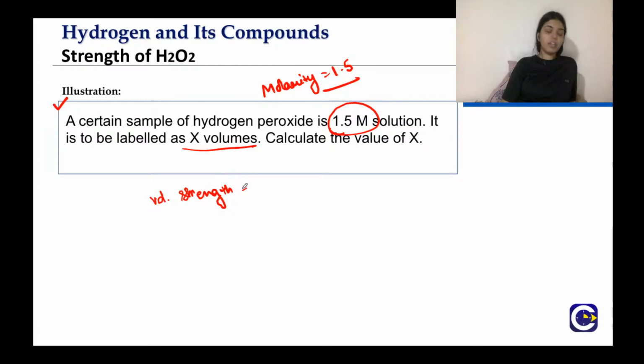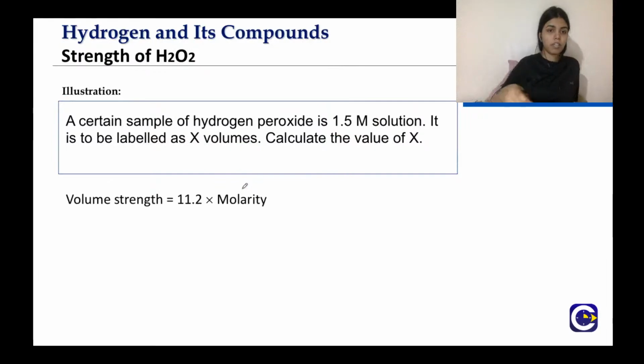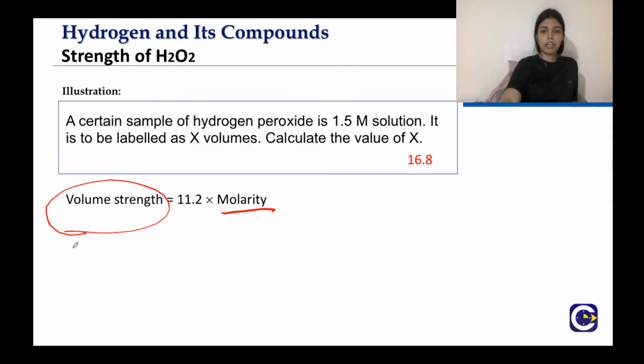Anyone? Volume strength equals to what? Just use the formula. What was the relation? Volume strength equals 11.2 into molarity. So molarity is given. Can you find out volume strength? Yes, Sarayu, you are correct. The answer is 16.8. So it will be 11.2 into molarity, 1.5, that will give you 16.80. So this is the volume strength. Good.